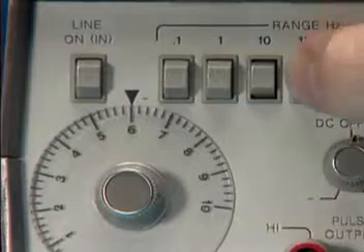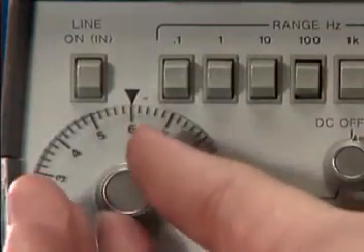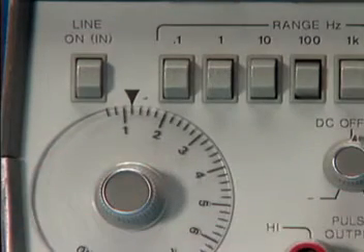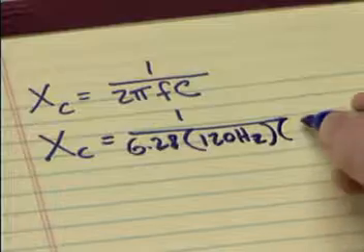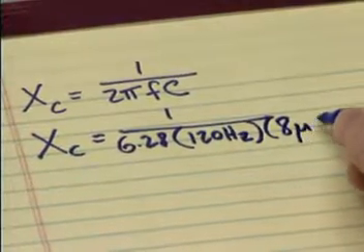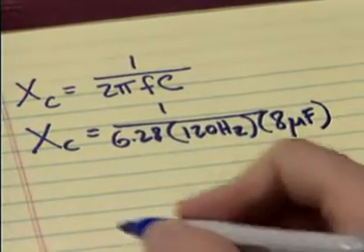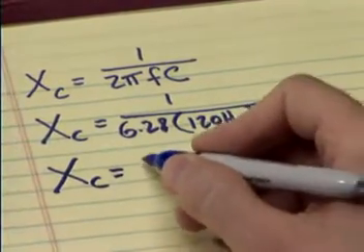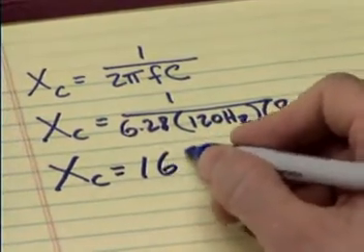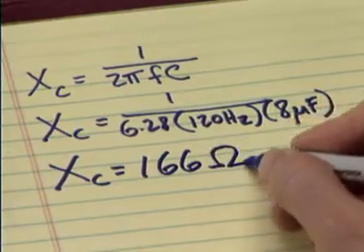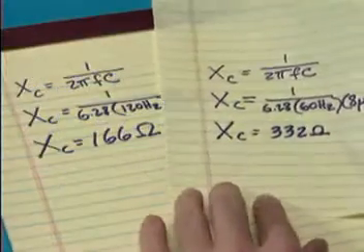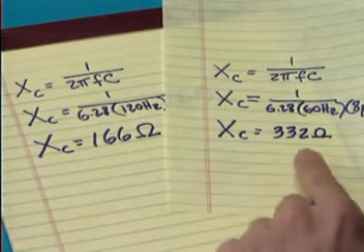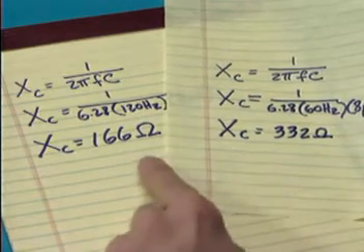What happens if the frequency is doubled to 120 Hz and the capacitor remains at 8 microfarads? Once again, substitute the values into the formula. 1 divided by 6.28 times 120 Hz times 8 microfarads yields 166 ohms. When comparing the two solutions, notice that doubling the frequency reduced the capacitive reactance by half.